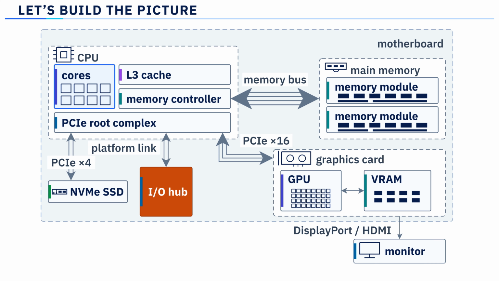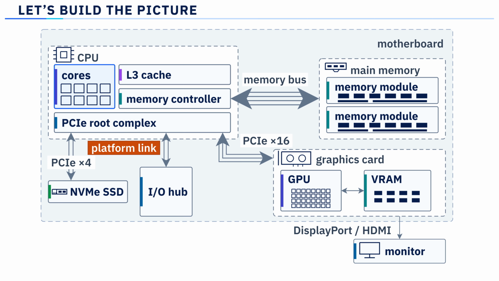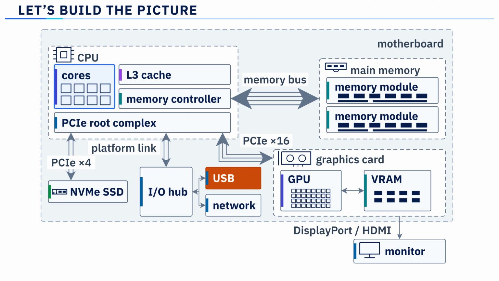One more link goes down to the input-output hub, a second chip on the board. The picture calls that connection a platform link. Intel calls it DMI, short for Direct Media Interface. AMD uses PCIe lanes for the same job. From the hub you get your USB ports, for the keyboard, the mouse, and external drives. And the network interface, over a cable or over Wi-Fi.